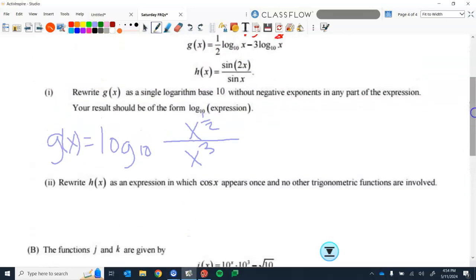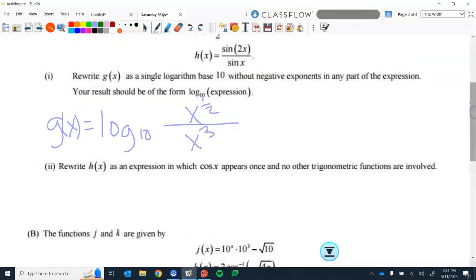Now I'm going to rewrite h of x as an expression in which cosine of x appears once and no other trigonometric functions are involved. Okay, so we have h of x equals, so I'm just going to rewrite this, sine of 2x over sine of x. All right, so sine of 2x is different than sine squared x, so I cannot cancel anything out here. That is a double angle.